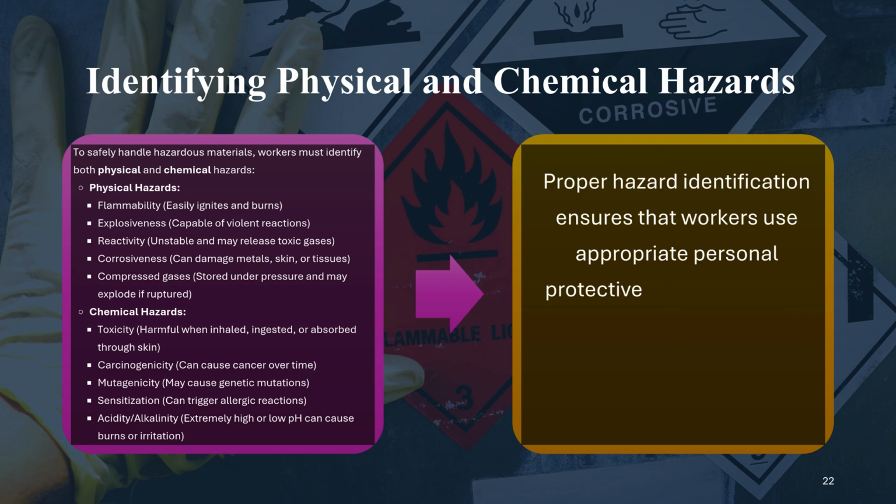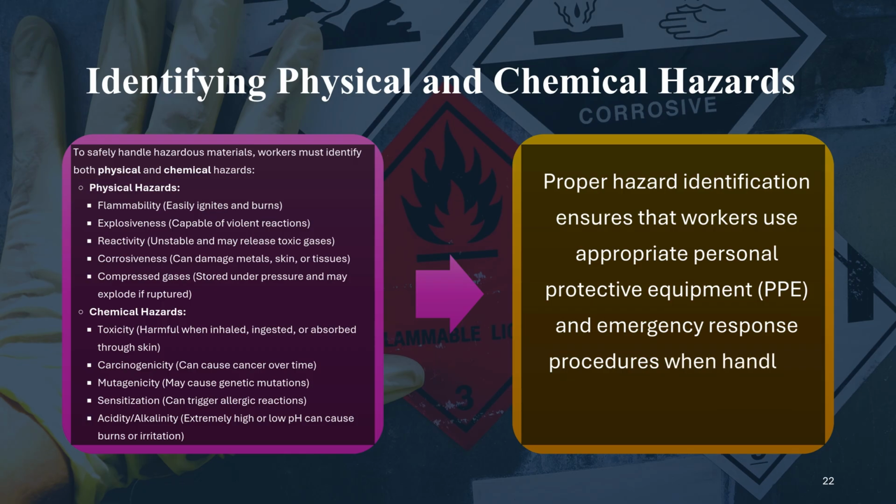Chemical hazards. Toxicity, harmful when inhaled, ingested, or absorbed through skin. Carcinogenicity, can cause cancer over time. Mutagenicity, may cause genetic mutations. Sensitization, can trigger allergic reactions. Acidity or alkalinity, extremely high or low pH can cause burns or irritation. Proper hazard identification ensures that workers use appropriate personal protective equipment, PPE, and emergency response procedures when handling hazardous materials.